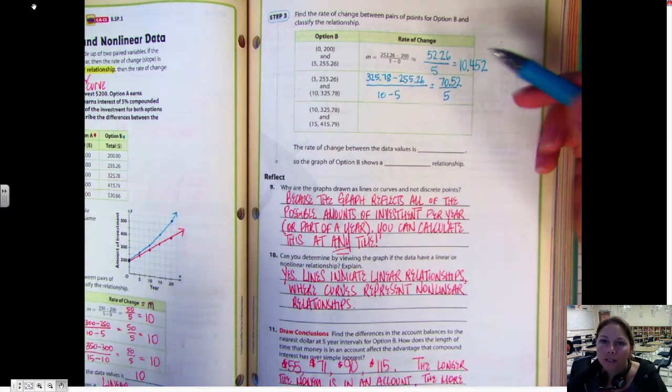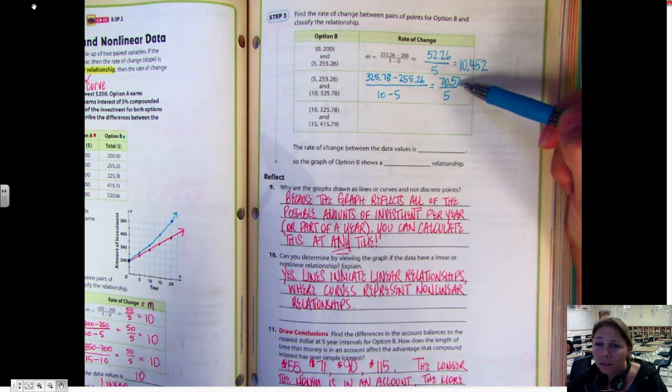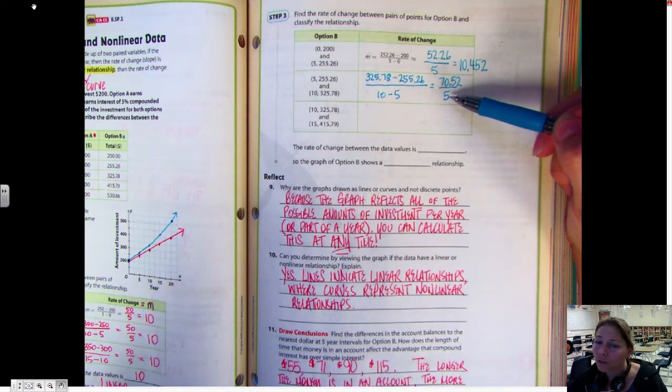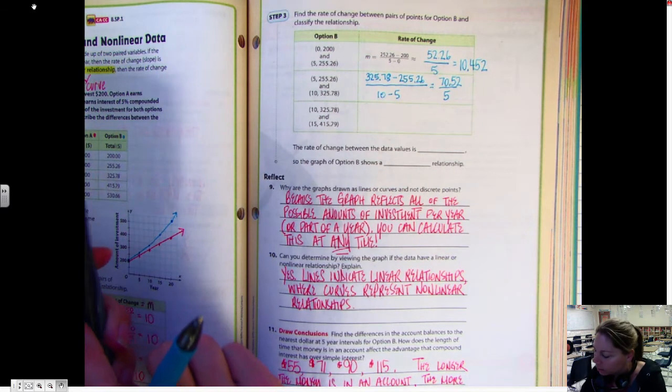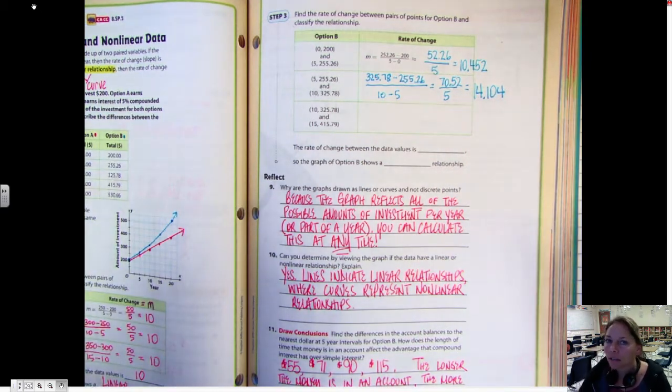Now, I can just tell by looking at the two divisions. This gave me 10.452. So when I take a different number and divide it by the same divisor, there's no way I'm going to get the same quotient, but I'm going to show you what that answer is anyway. Divide that by 5, and I get 14.104. So already at this point, I can tell that my rate of change isn't constant, but I'm going to finish this up anyway.